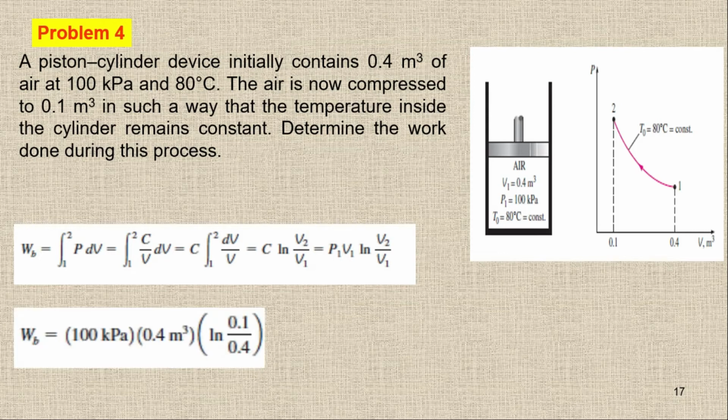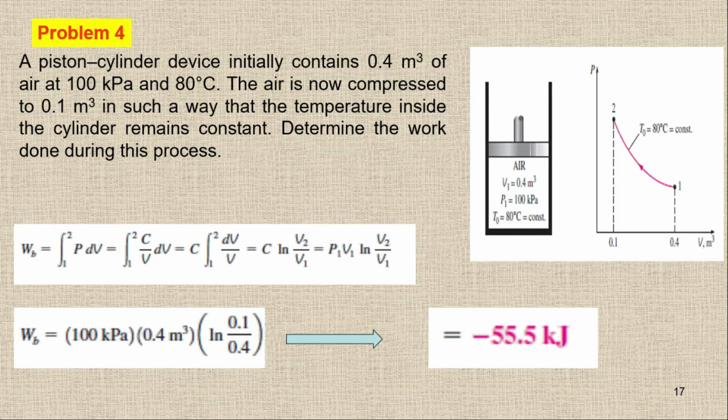So we are getting a negative value of 55.5 kilojoule, because we have a compression work. For compression work, we will always get a negative value. Here you can see this equation is only for an ideal gas. If we don't have an ideal gas, then you cannot derive it like this.